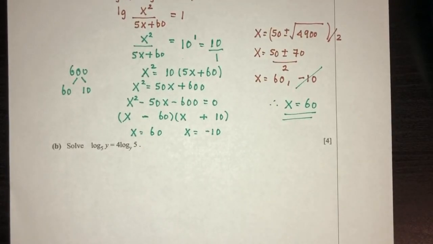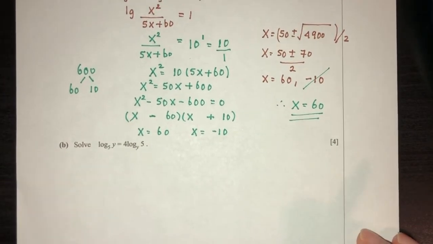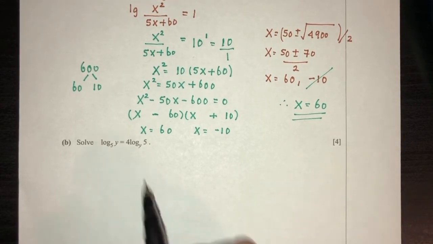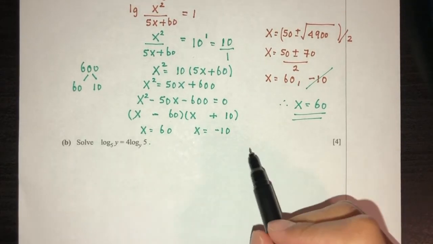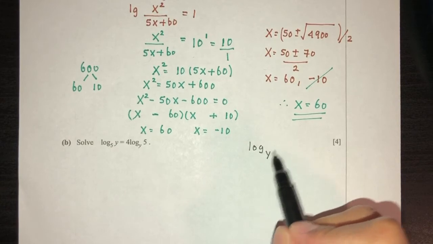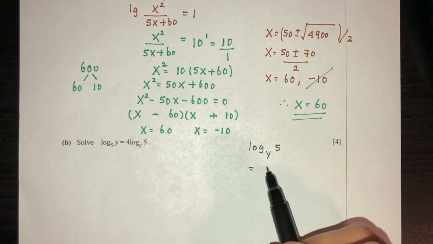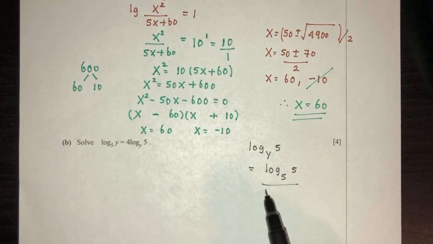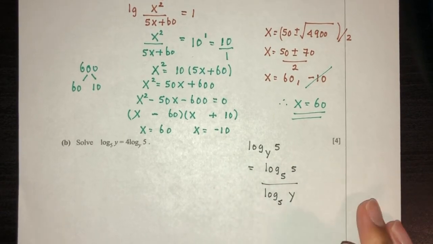Now for part B, solve this equation. So let's see what can we do. Here the first thing you realize is that they have different base. So we have to make them have the same base, okay? So let's convert this to base of 5. So log base y of 5 can be changed to log base 5 of 5 over log base 5 of y. So you will have this.